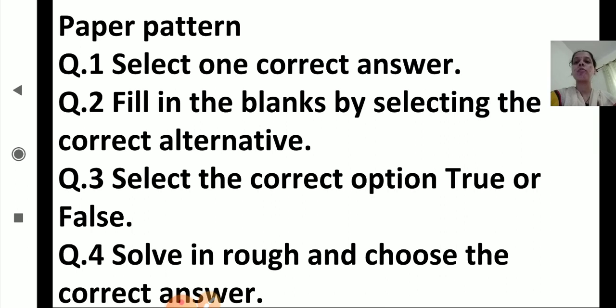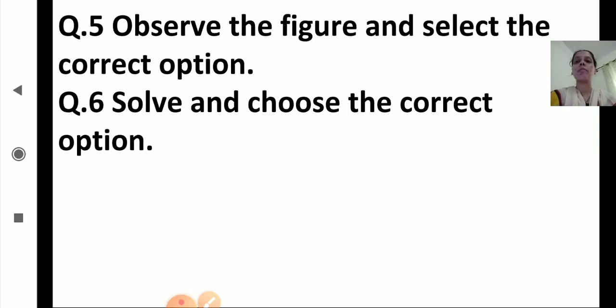Now there are 2 more questions. Question number 5, observe the figure and select the correct option. We'll give one figure, based on the figure we'll ask questions and you will select the correct option. And the last question is question number 6, solve and choose the correct option. For every question you will get options, and you will select the correct option.